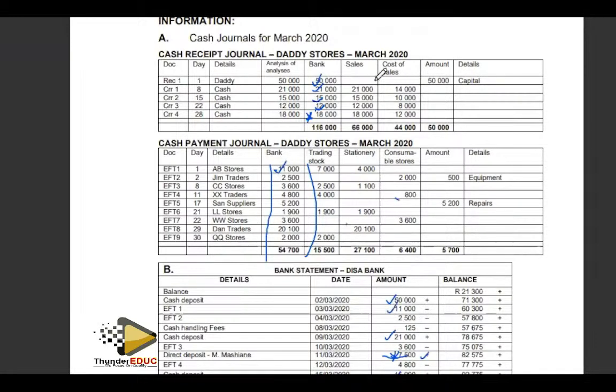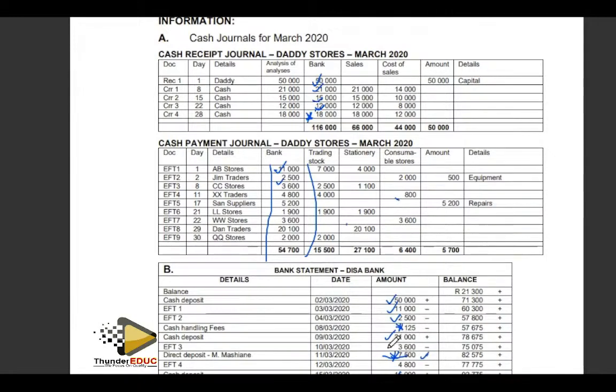Now I'm sure you know how to tick off, okay? Then we have 2,500, it has appeared. Even here we tick it off. Now we have to move very quickly. Then there is a 125 here, cash handling fees. Remember, what is this amount for? The bank is not providing services for us for free, so they have to charge us. This one we don't see in our cash payments journal. We have to deal with it.